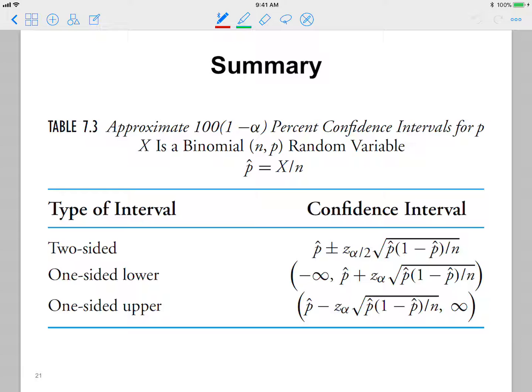And similarly we can do one-sided lower or upper bound interval estimates by using the same standard Gaussian random variable. I think that's it for this chapter, chapter 8.7. Any questions?